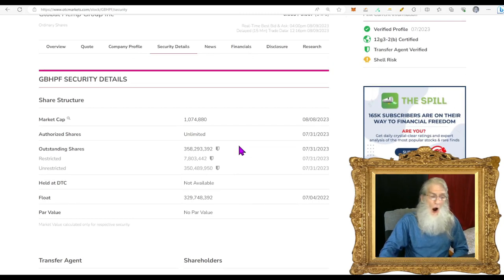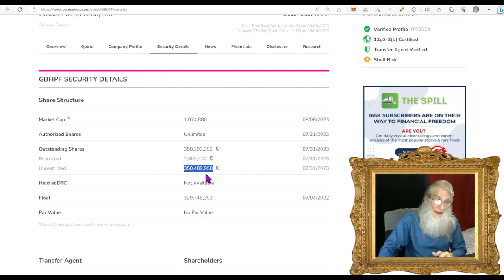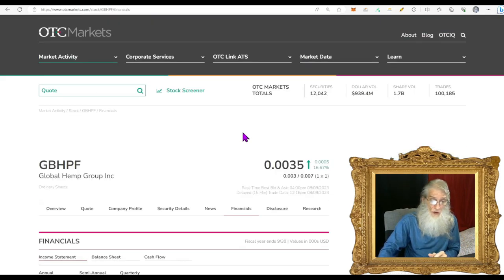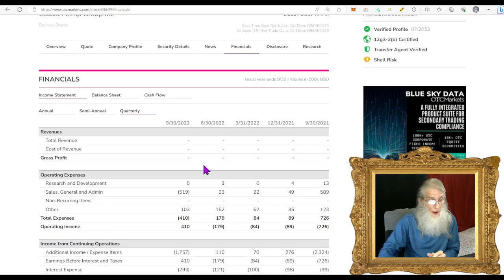Looking at the share structure. All right, outstanding share count is 358 million. Insiders, this is the hedge funds, institutions, and the management, they've got a total of 7.8 million if these numbers are correct, which leaves us, subtract the restricted from the outstanding, you end up with your float, which they call the unrestricted shares because they're allowed on the market. That's the float. They tell us it's 350 million. Not a great float. Financials, they say they're a shell risk. They've got nothing coming in, nothing on the annual, and nothing on the quarterly. So we don't see any money here.